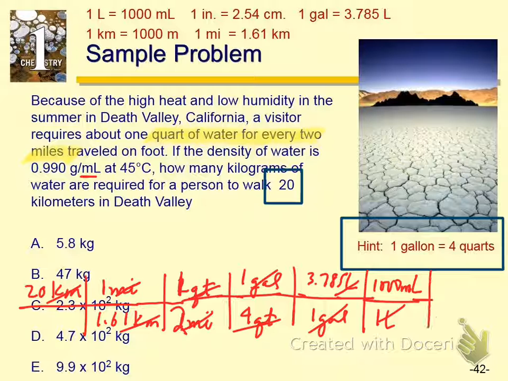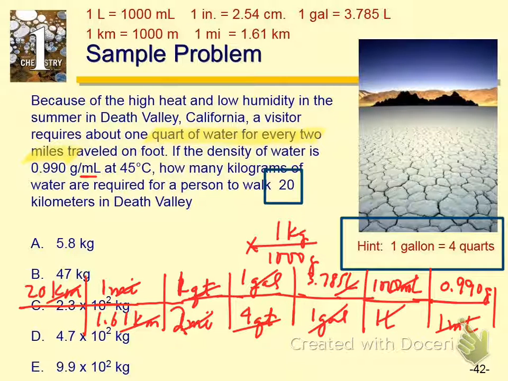And now I can use my density, finally. 0.990 grams per every 1 milliliter. Now I have grams, and we're almost there. I need one more factor, and that's to change grams into kilograms. So at the end I'm going to write 1 kilogram over 1,000 grams. And now everything cancels out except for my kilograms. You see that? Okay, so we're going to put it in our calculator.